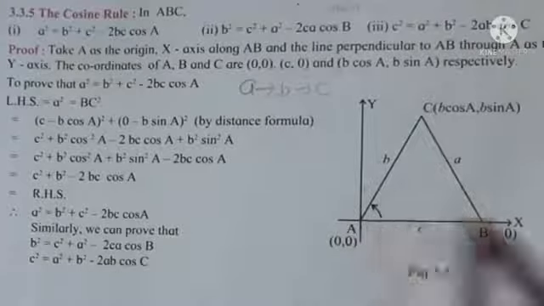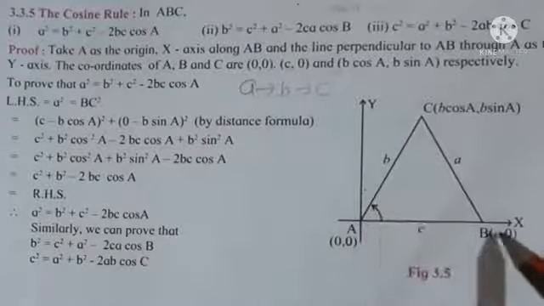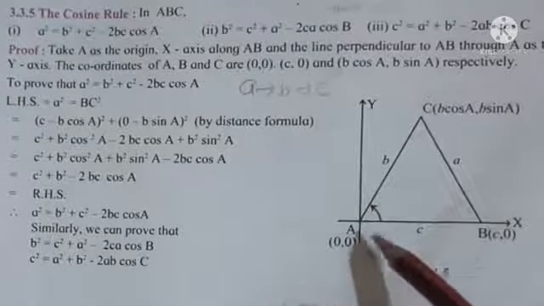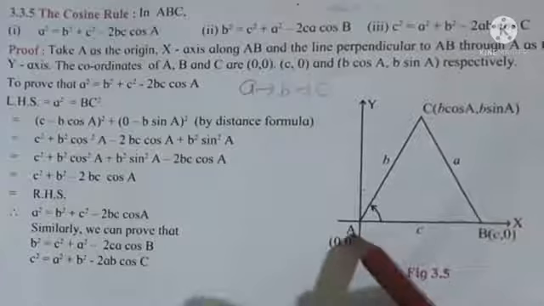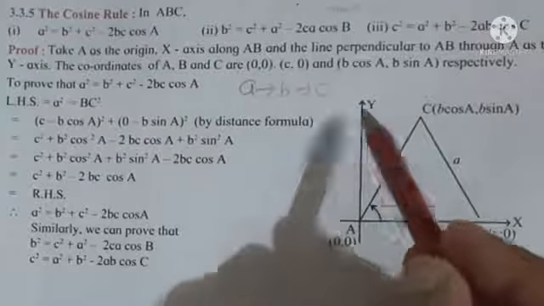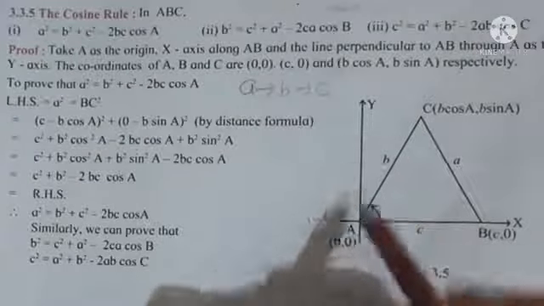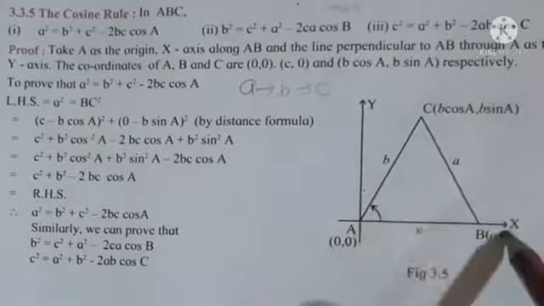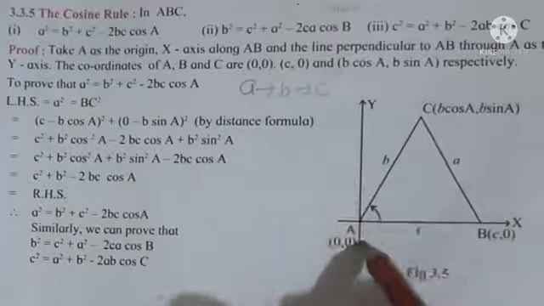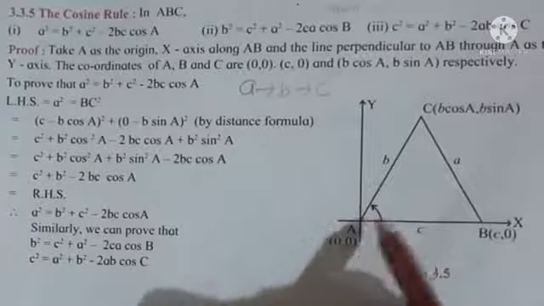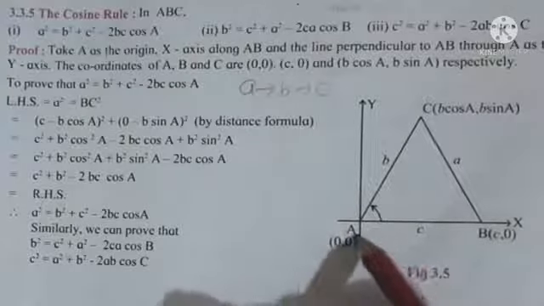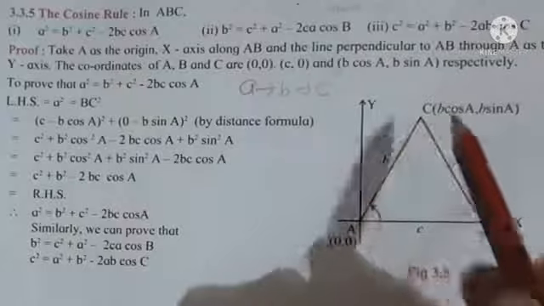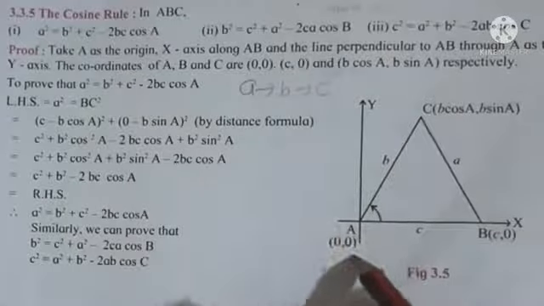See here, you draw x and y axis. Take A as origin and x-axis along AB, and y-axis perpendicular to AB through point A. This is the y-axis. Okay, here A is the origin, AB is the x-axis, and AY perpendicular to AB is the y-axis. Which are the coordinates of point A, B, C? A is the origin, therefore its coordinates are 0, 0.